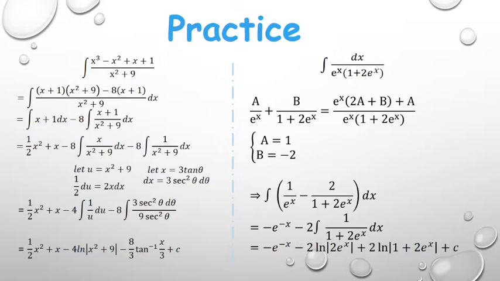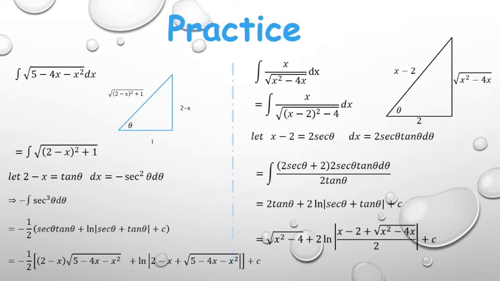For the right part of the practice problem, we have the integral of dx over e to the power of x times 1 plus 2 e to the power of x. For this one, we definitely have to use partial fractions. And we know that a equals 1 and b equals minus 2. Therefore, it becomes the integral of 1 over e to the power of x minus 2 over 1 plus 2 e to the power of x dx, and then that is just a basic integral, and we get the answer right there.